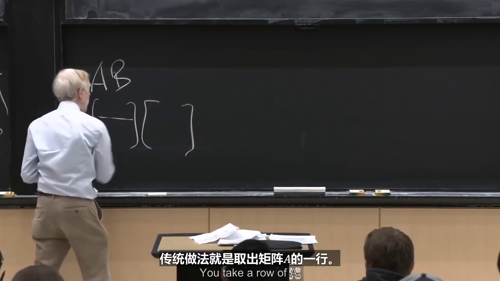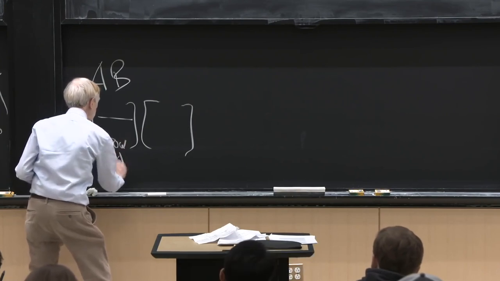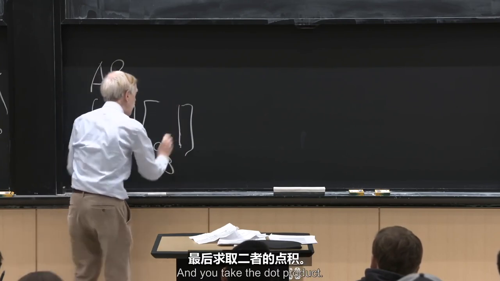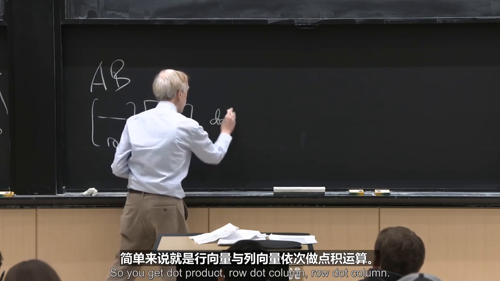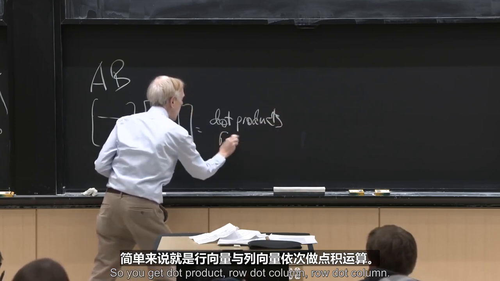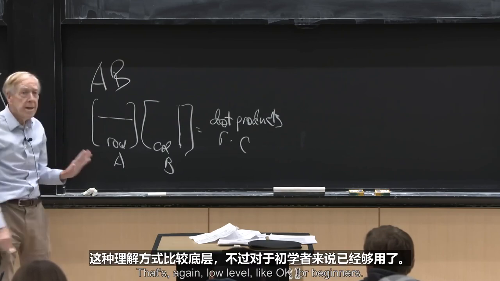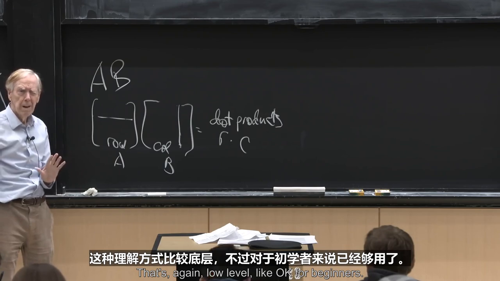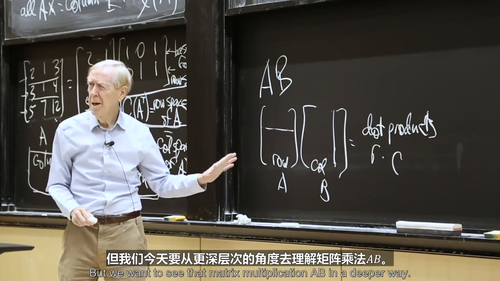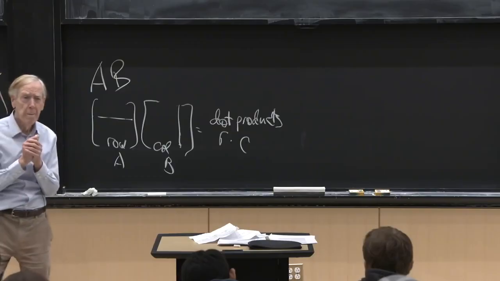You take a row of A, and you take a column of B, and you take the dot product. Row dot column, row dot column. That's, again, low level, okay for beginners. But we want to see that matrix multiplication AB in a deeper way.